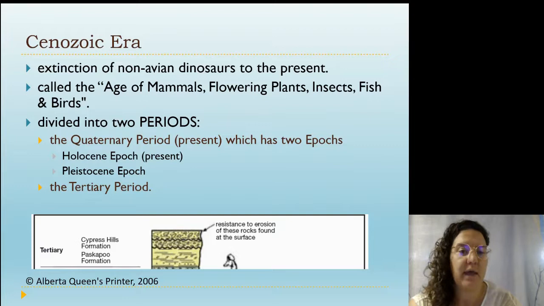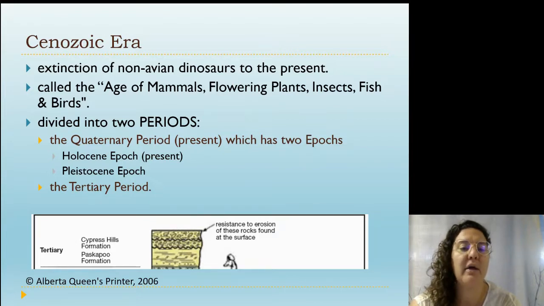So the Cenozoic era began with the extinction of non-avian, or non-flying, dinosaurs and continues to the present. And it's called the age of mammals, flowering plants, insects, fish, and birds. It's divided into two periods. The Quaternary period, which is the present, and there are two epochs within that Quaternary period: the Holocene epoch, which we're currently in, and the Pleistocene epoch. So that's the most current period.